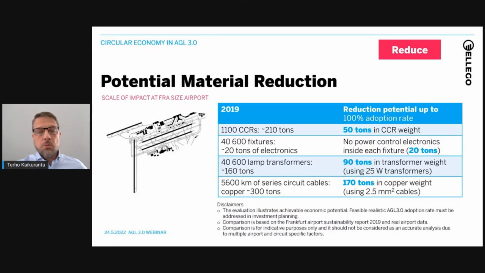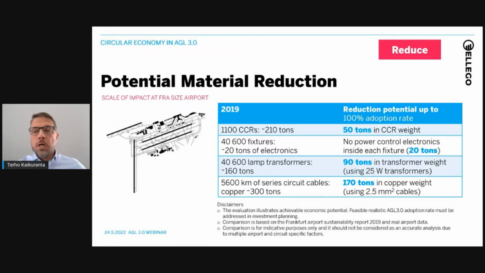And then in order to understand what this material reduction possibility means in practice, we have calculated an example compared to the Frankfurt and Munich-sized airports, to see what the impact will be at that scale. Comparing to what they have installed at the moment, if they replaced all AGL equipment with AGL 3.0, that could offer the possibility to save 50 tons out of the total CCR weight.